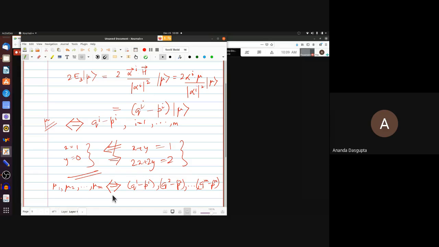That is, instead of giving the components of mu, you could just as well give me the m numbers qi minus pi that will have exactly the same information. Is this something you can see, or does this require an explanation? Yes or no?